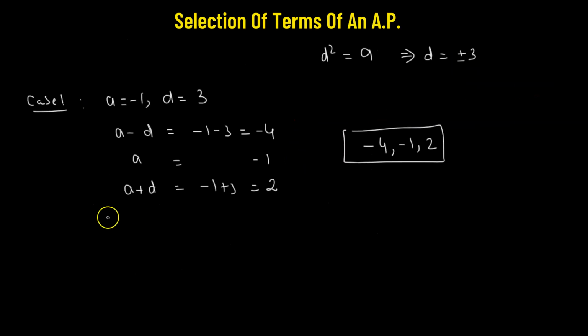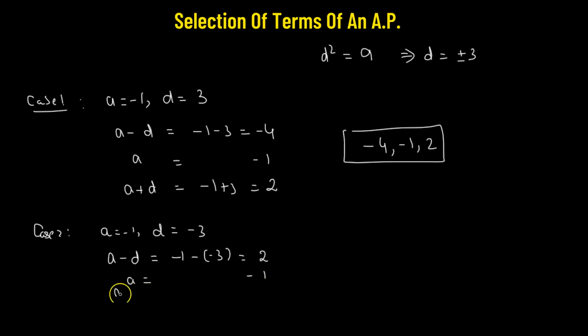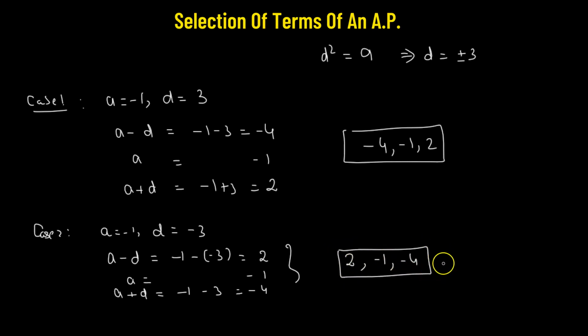Now we'll go to the second case. Here a is -1 and d is -3. In that case, a minus d is -1 minus of -3, which is simply 3 minus 1, that is +2. Then a is -1, and a plus d equals -1 minus 3, or -4. So in this case we have +2, -1 and -4. These are the three numbers in AP, whose sum is -3 and whose product is 8.